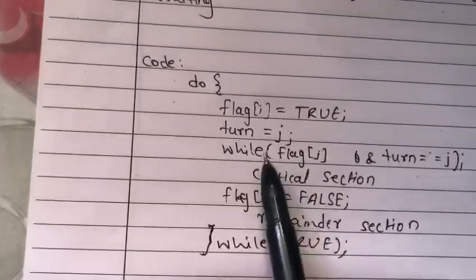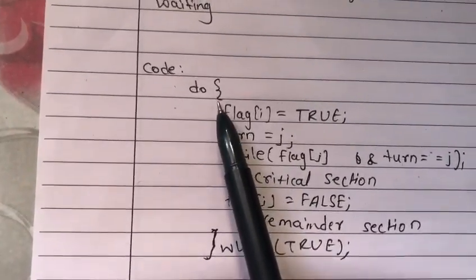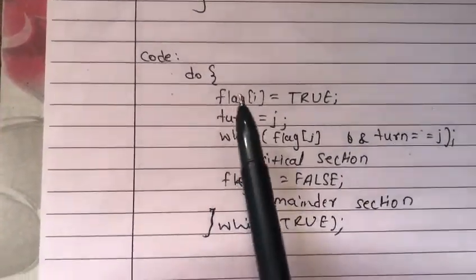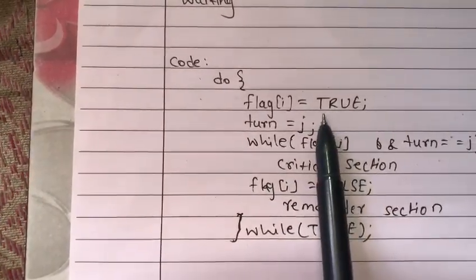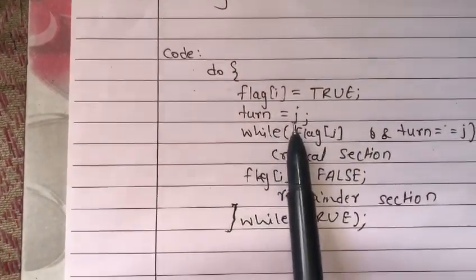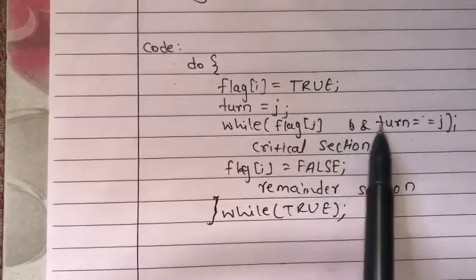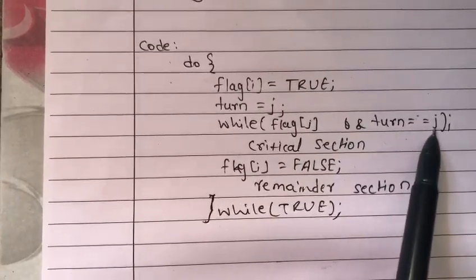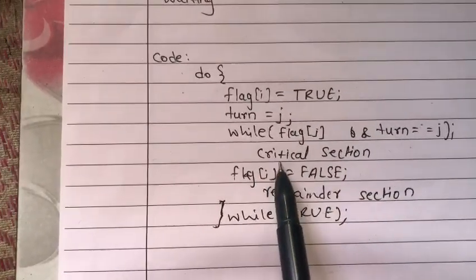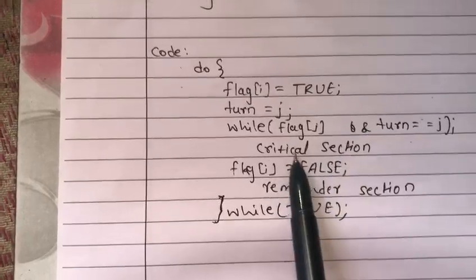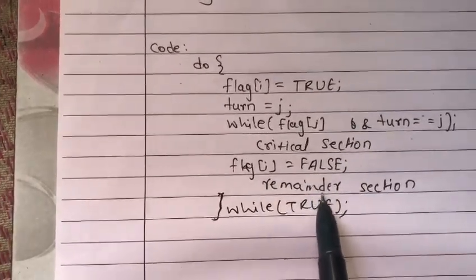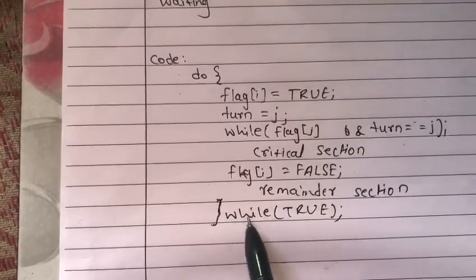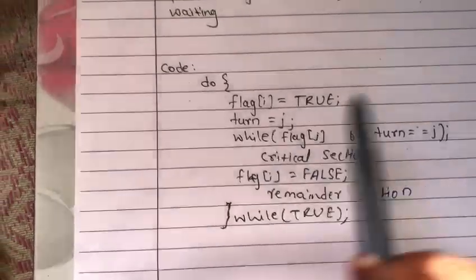This is the code. We are using a do while loop, and this is flag[i] equals true, turn equals j, while flag[j] and turn is double equal to j. Then it goes to the critical section, and flag[i] is equal to false, remainder section. Then close with while true.